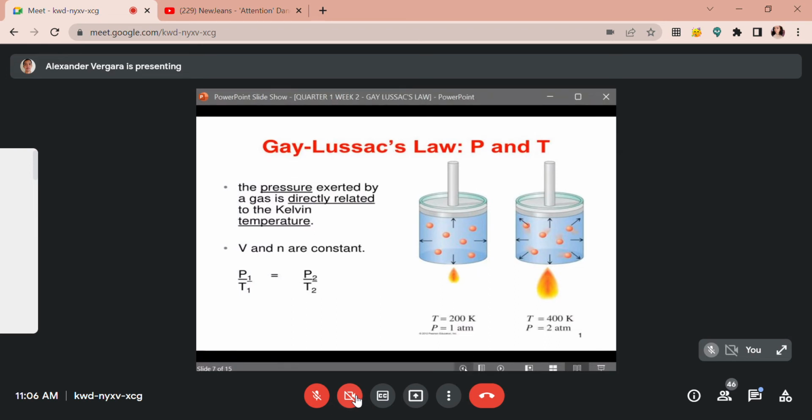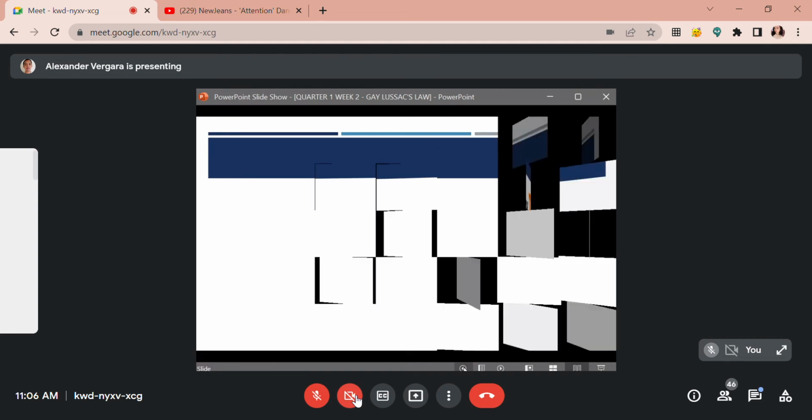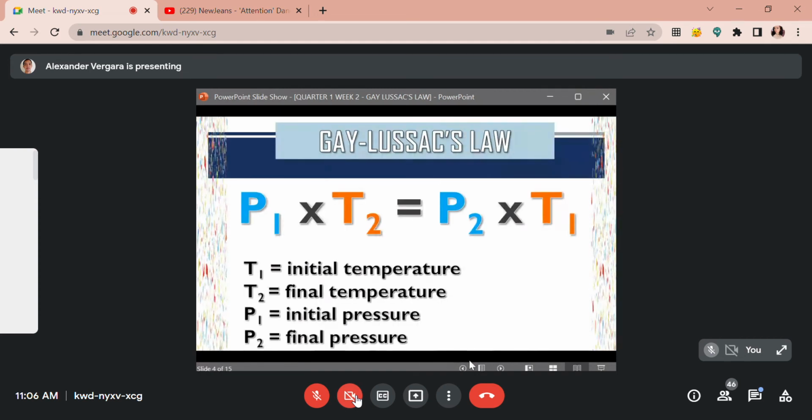So going back to the general formula, this is our general formula a while ago. P1 times T2 is equivalent to P2 times T1. Now, if P1 is unknown, what will be the formula? Yes, Abby. P sub 2 times T sub 1 over T sub 2. Very good. So P1 is equivalent to P sub 2 times T sub 1 over T2.